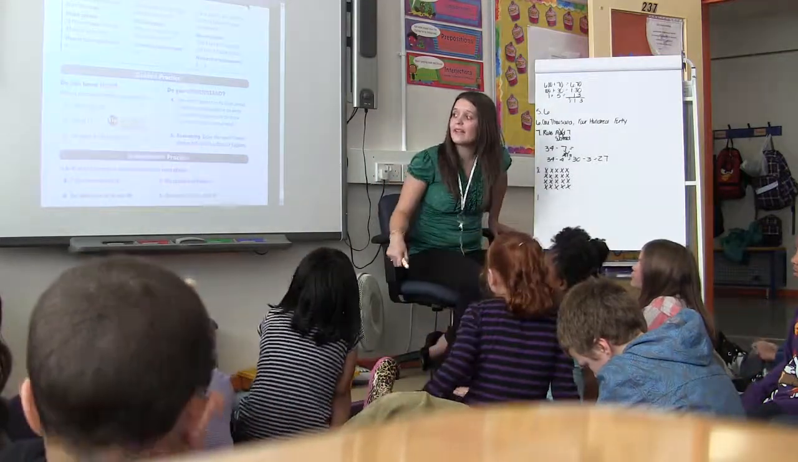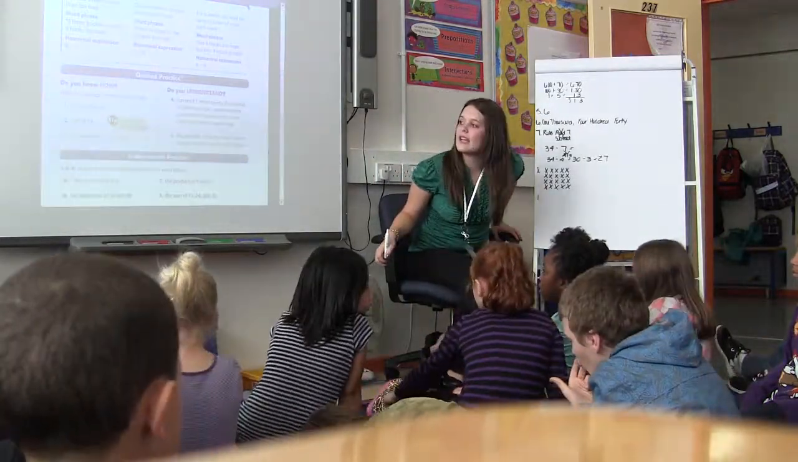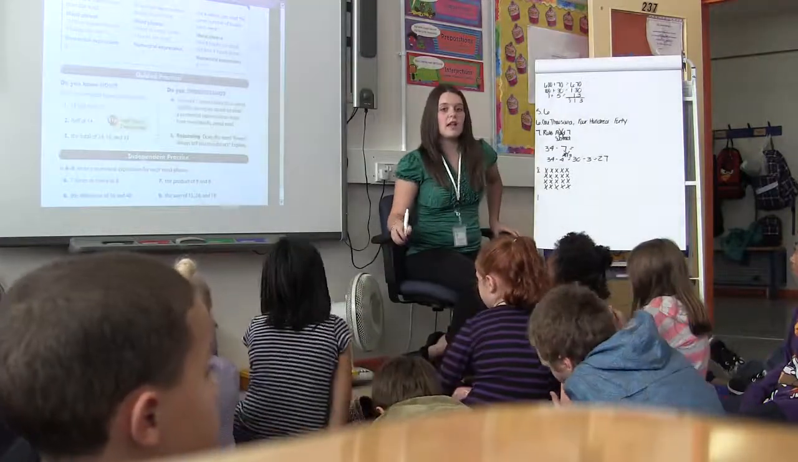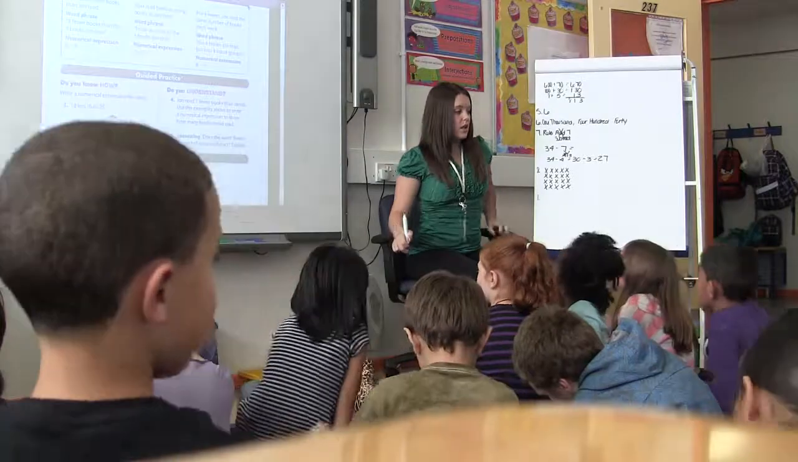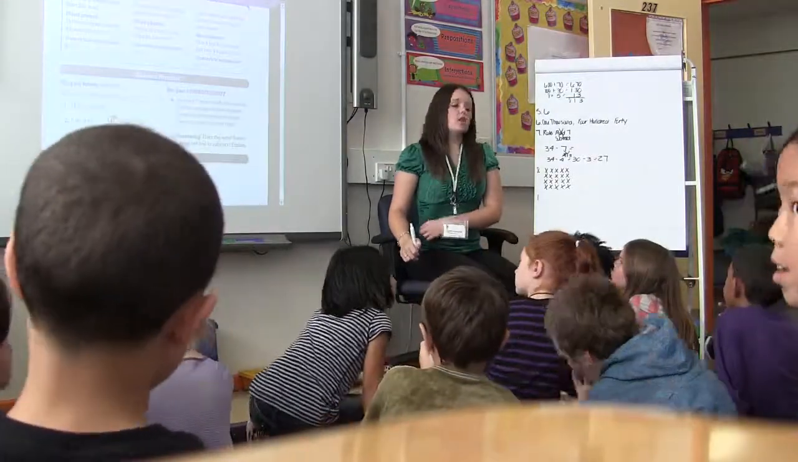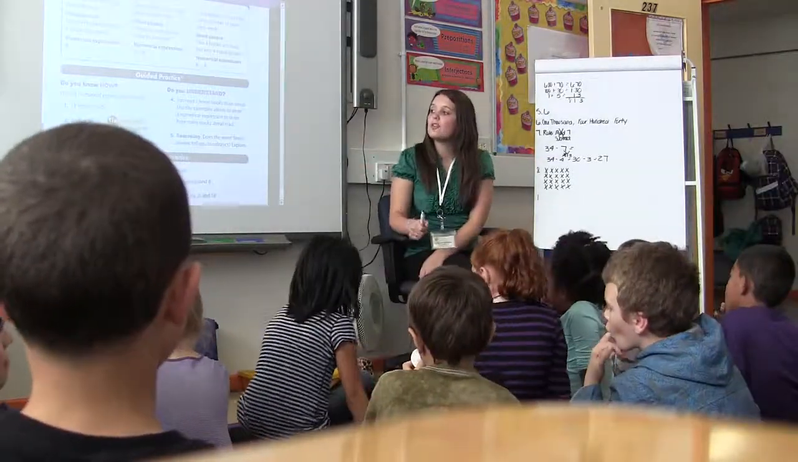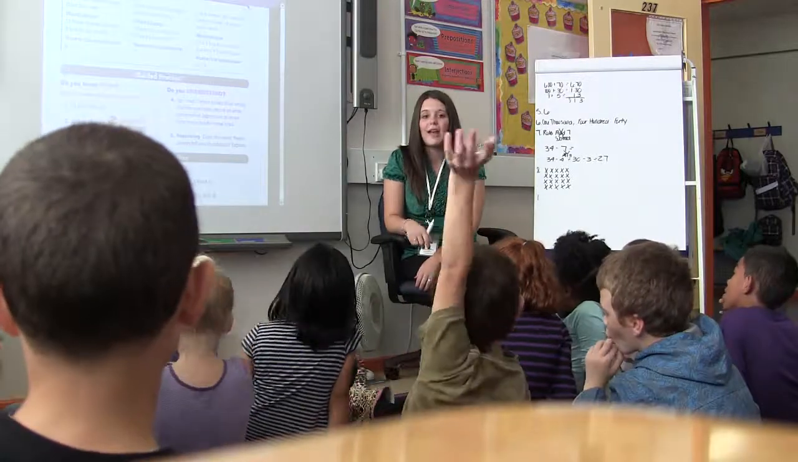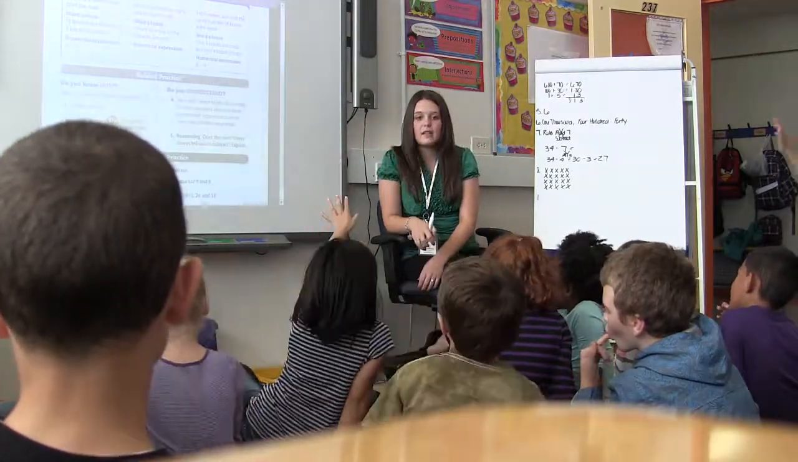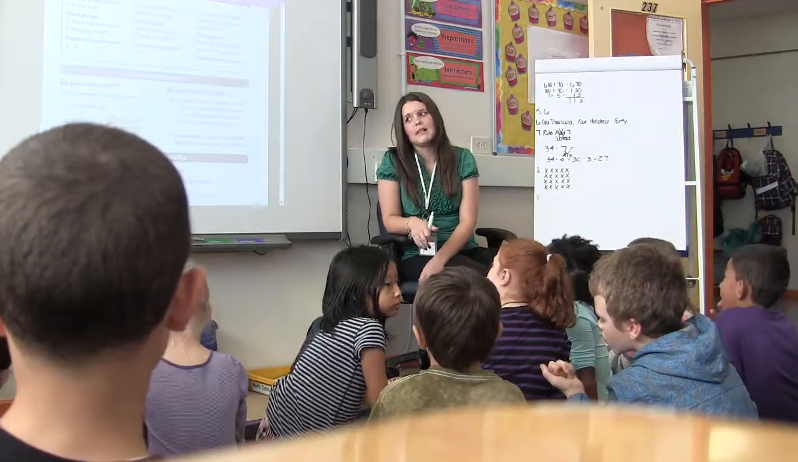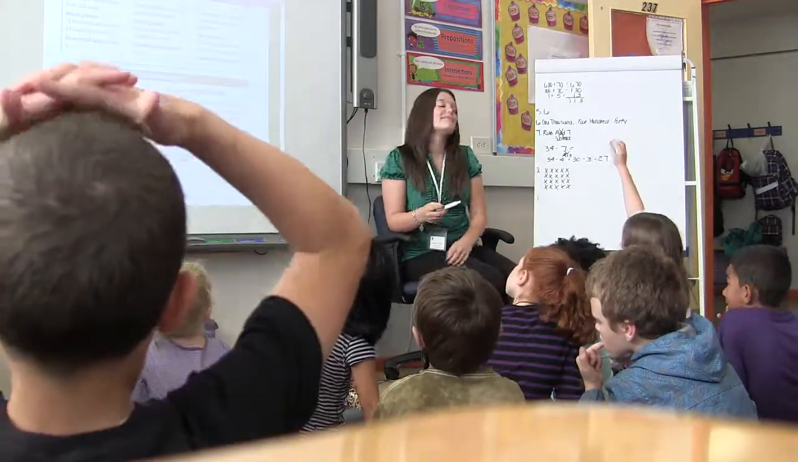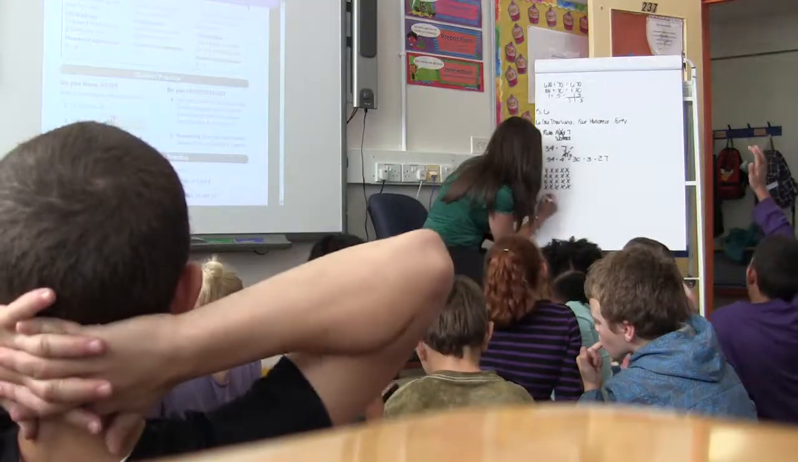Keegan? The answer is 7. We don't want the answer. They want us to write it in a numerical expression. Does a numerical expression have an answer? No. All right, so what would the numerical expression for number 1 look like? Gavin? 18 minus 25? 25 minus 18. Better. Good.